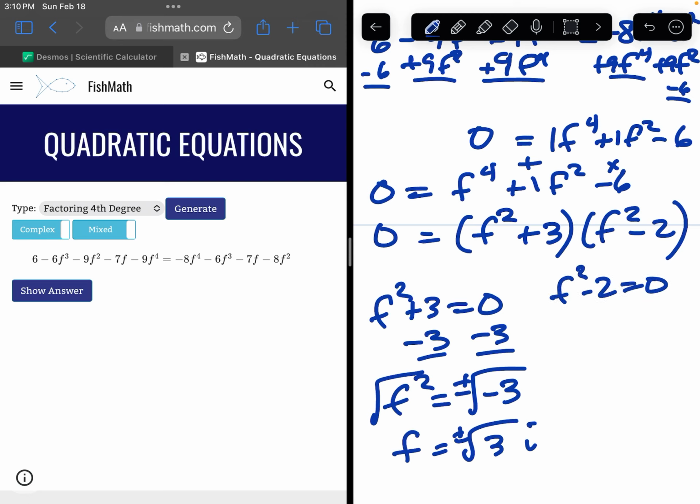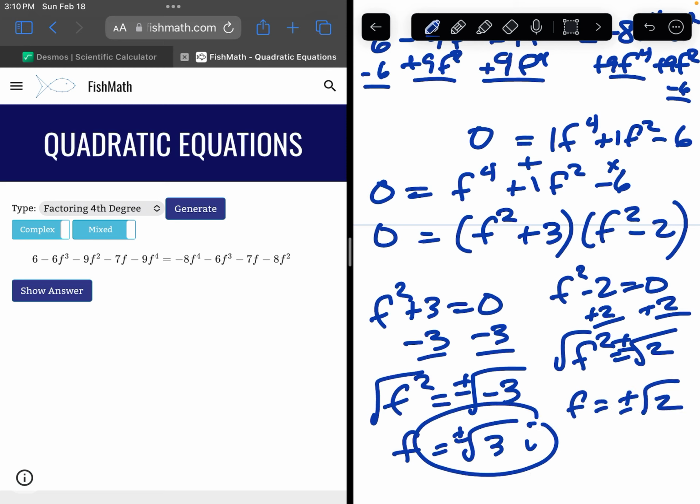Whereas this one, f squared minus 2 equals 0. Adding the 2 over gives you f squared equals 2, square root, plus or minus. So f equals plus or minus the square root of 2. So there's our 4 answers. Half are complex, half are real.